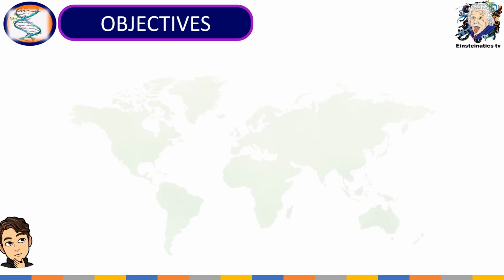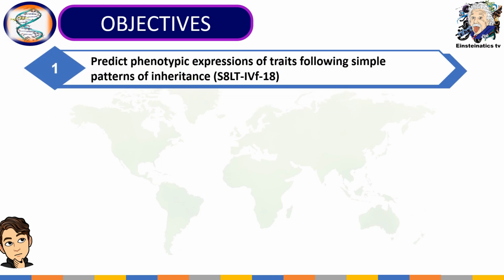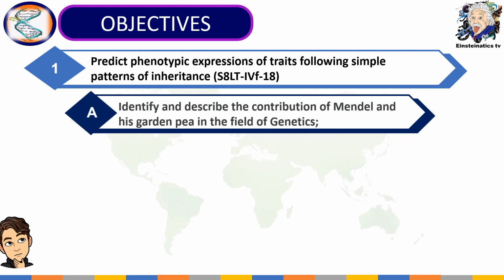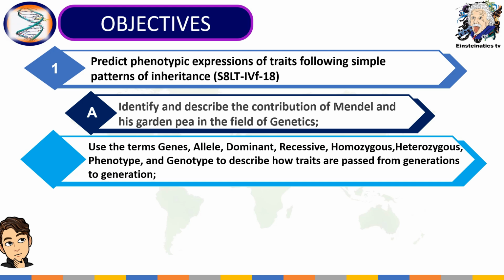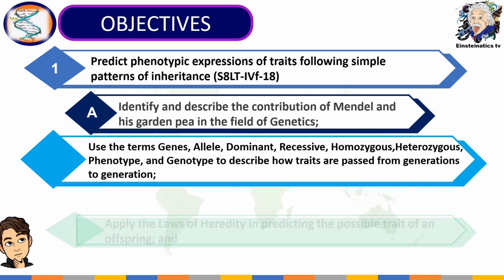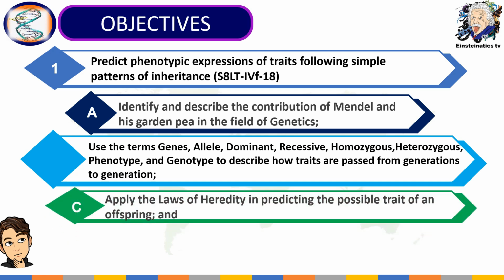For today's video, here are the objectives that we will be trying to meet. For the most essential learning competency, we are going to predict phenotypic expressions of traits following simple patterns of inheritance. For the specific objectives, we are going to identify and describe the contribution of Mendel and his garden pea in the field of genetics. Second, we are going to use the terms genes, allele, dominant, recessive, homozygous, heterozygous, phenotype, and genotype to describe how traits are passed from generation to generation, and apply the laws of heredity in predicting the possible trait of an offspring.